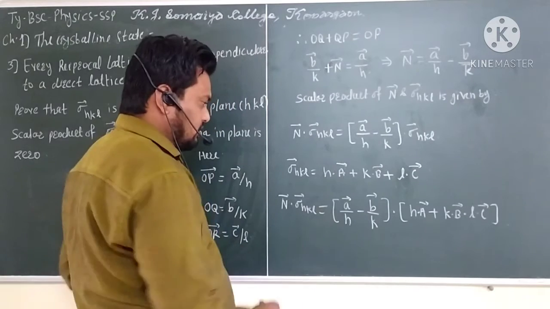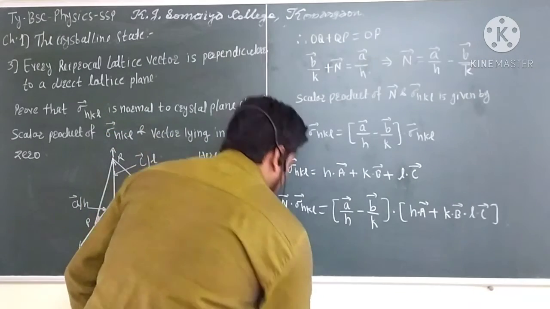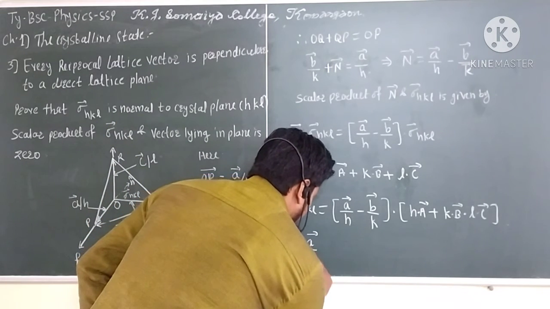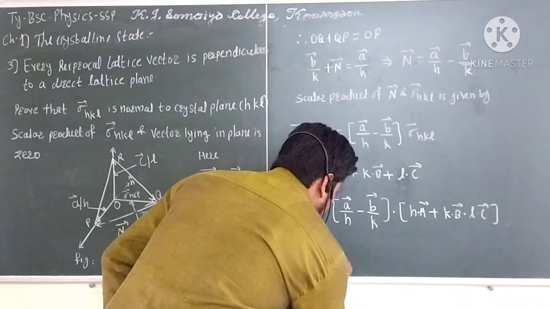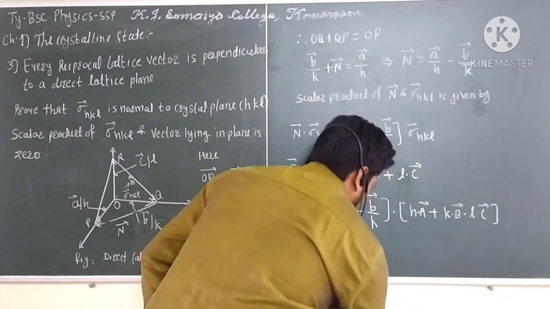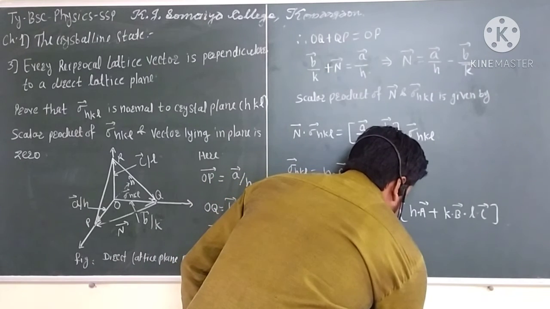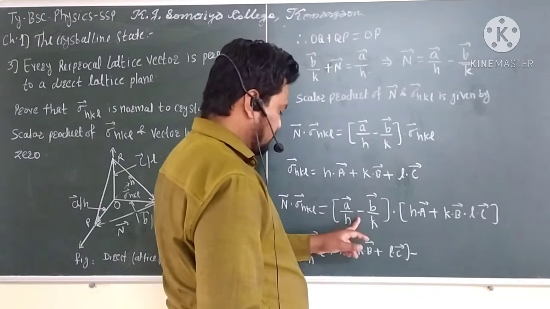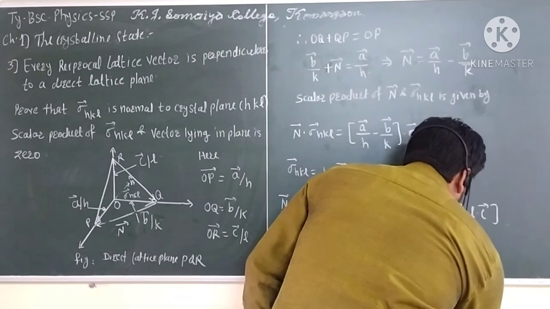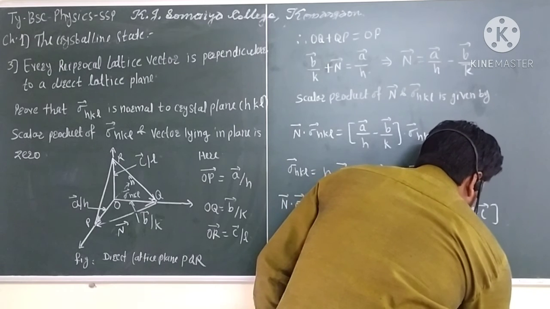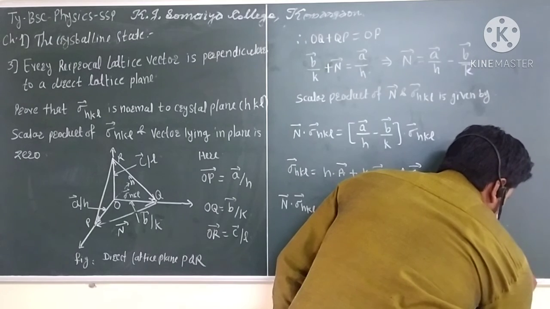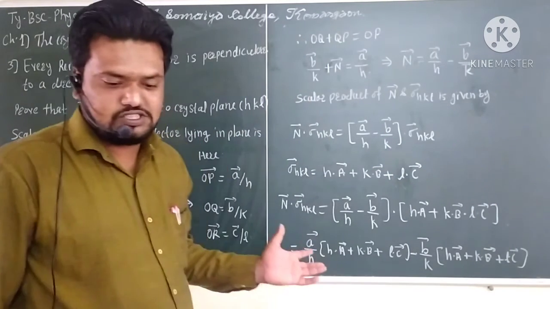Separating this quantity, we write N bar dot sigma HKL on the LHS, and on the right, A bar divided by H into H A bar plus K B bar plus L C bar, with a minus sign between, then vector B divided by K into H A bar plus K B bar plus L C bar.